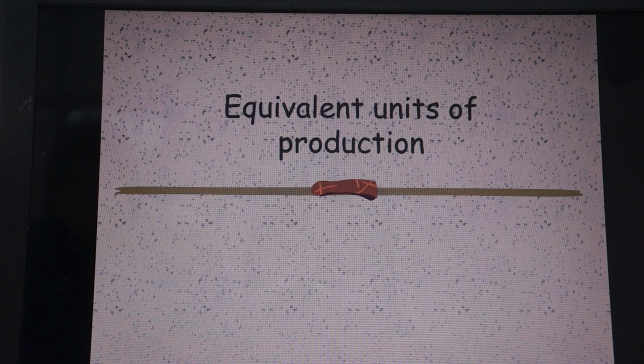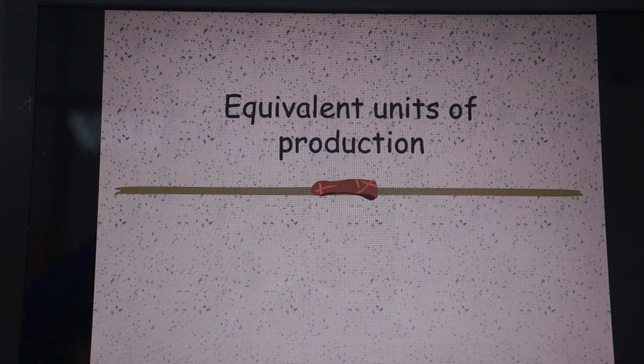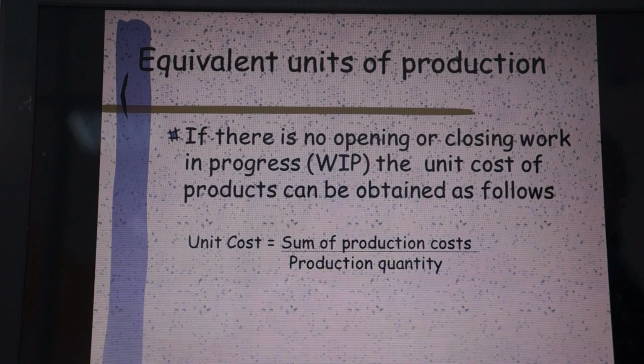For our learning today, we are going to learn about equivalent unit of production, or in Malay we call it unit setara pengeluaran. If there is no opening or closing work in progress, the unit cost of product can be obtained as follows. Unit cost equals the sum of production cost divided by production quantity.